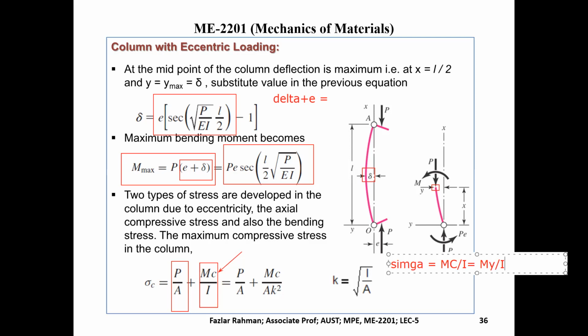So what are y and c here? That is the distance from the neutral axis of the beam to the outer fiber. That means if this is the cross section, then the CG will be over here, right? Then the value of C, if this is the neutral axis of the beam, will be this distance.